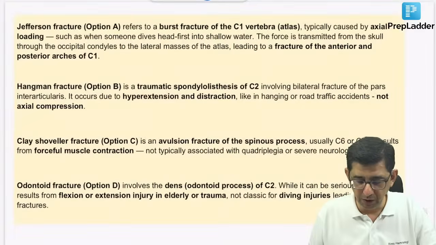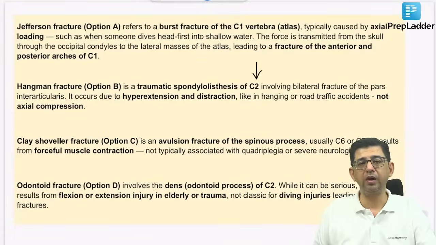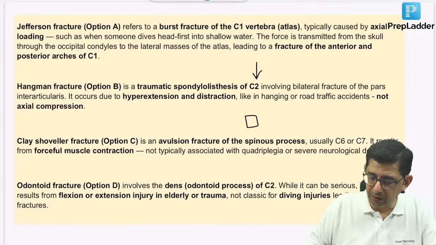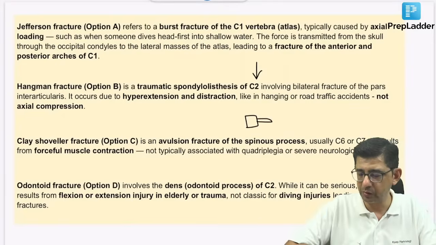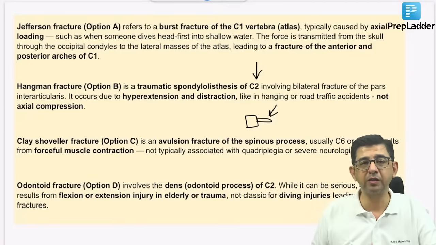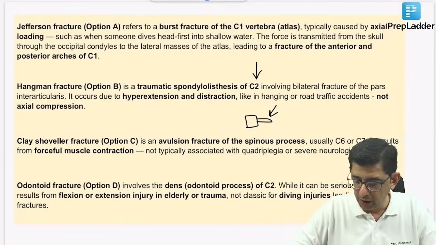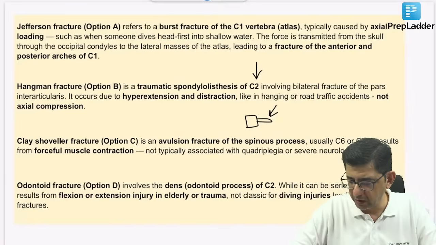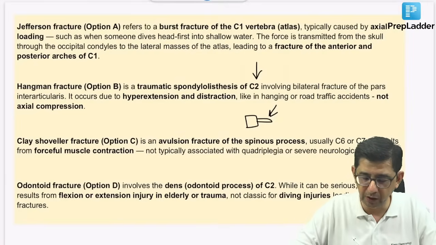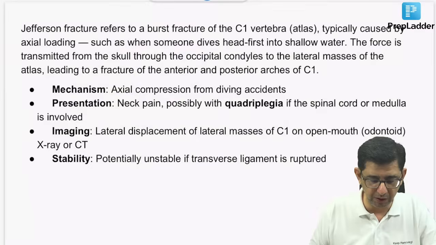Hangman fracture would mainly involve the C2 component, and this would usually be hanging or road traffic accidents. Then Clay-Shoveler's would be with respect to the tip of the spinous process of the vertebra, so it is the spinous process that will be affected. This is seen mainly in construction workers, like when he's shoveling clay, the stress on the neck can contribute to it. Then the odontoid fracture is again an injury, but not very classical for diving injury. Every time we talk about a diving injury, it is the burst fracture of the C1 vertebra, the Jefferson fracture that I'm describing at the moment.